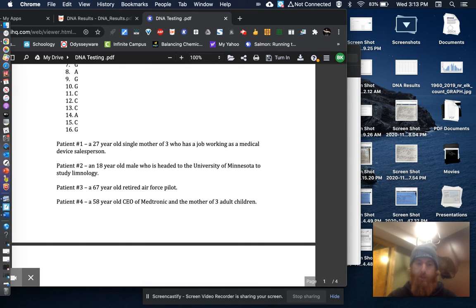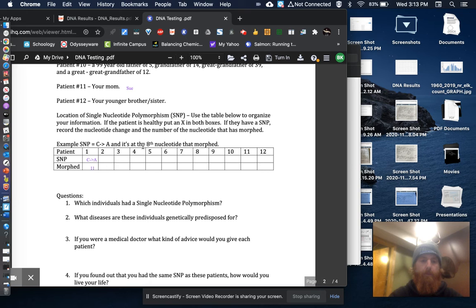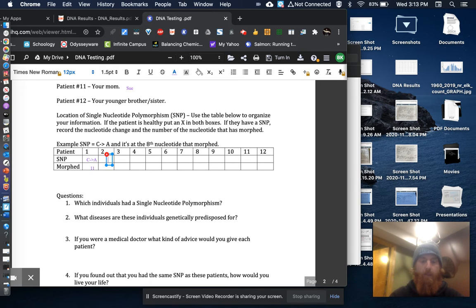So patient number 2, go down here. And you're going to get a text box. And it says to put an X if the patient is healthy.